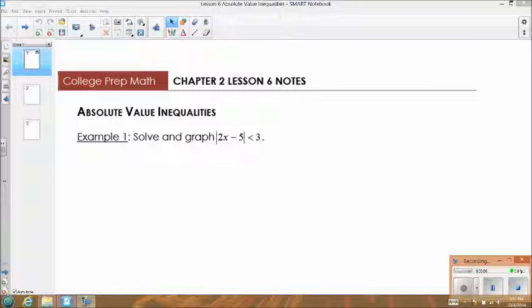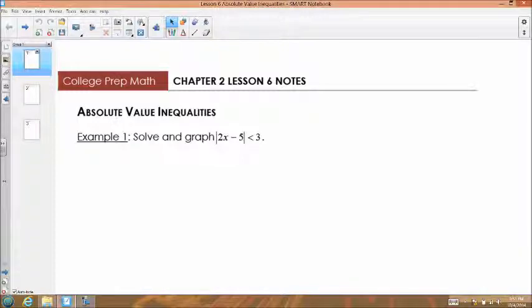The last lesson in Unit 2 is focusing on how to solve absolute value inequalities. In Lesson 5, we talked about how to solve absolute value equations. And if you remember, we always just dropped the absolute value signs and had two cases, one where we set it equal to a positive of the number on the right-hand side, and then the other where we set it equal to the negative of the number on the right-hand side.